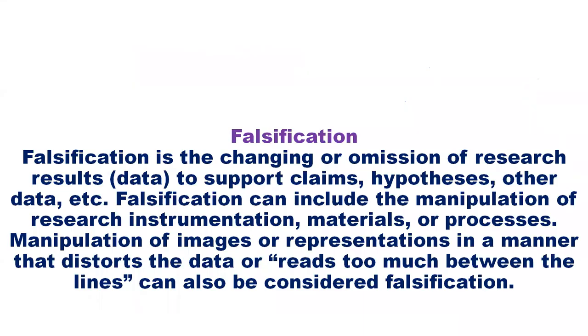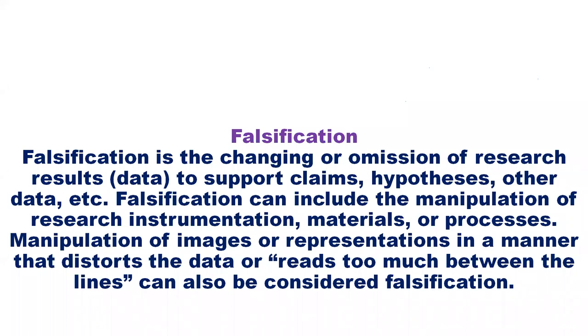Falsification: changing or omitting research results, which is also done to support a claim, hypothesis, or other data. Falsification can include manipulation of research instruments, materials or processes, or manipulation of images or representation in a manner that distorts. Distorting means hiding the data or reading too much between the lines, which can also be considered falsification. So now you know the meaning of falsification.